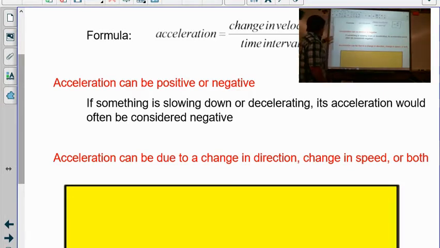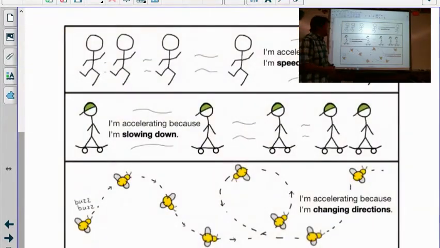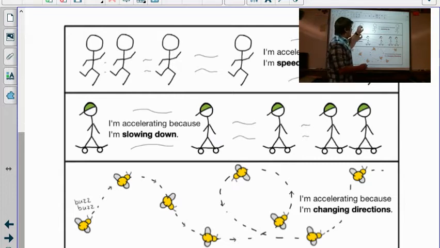Okay, and then this picture kind of depicts what we call dot diagrams, and we will get to dot diagrams going on. In this case, we're showing the person, and each snapshot, if you will, is an equal amount of time. So the time difference here and here and here is the same. So this shows somebody speeding up because they're traveling a greater and greater distance per unit time. So this person is speeding up or accelerating.